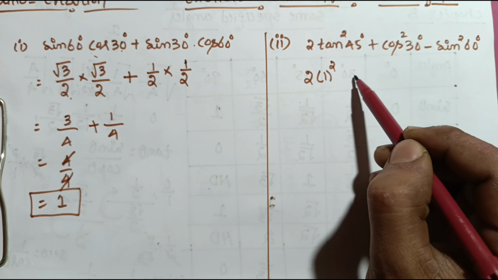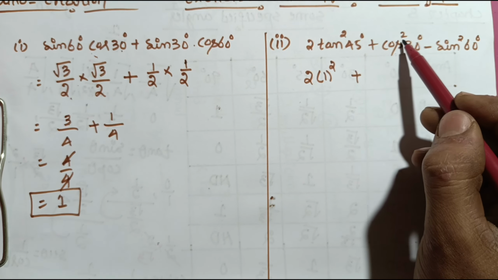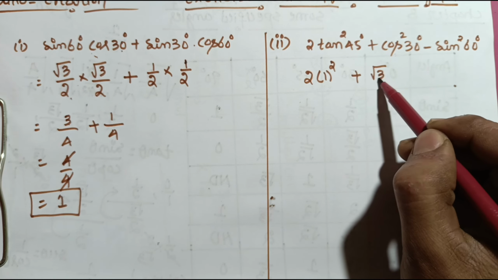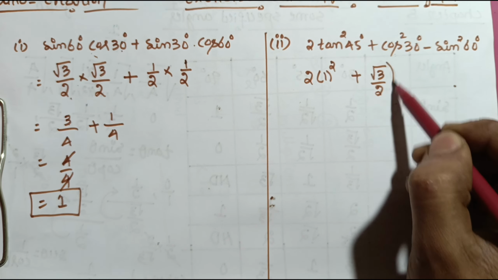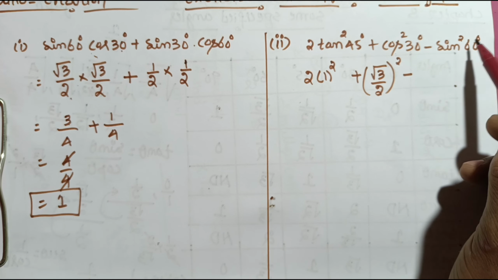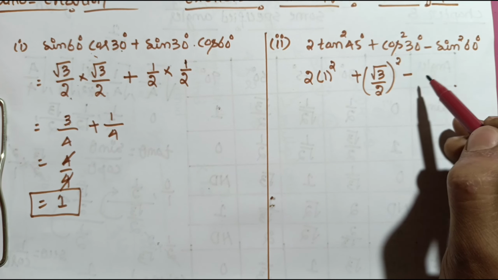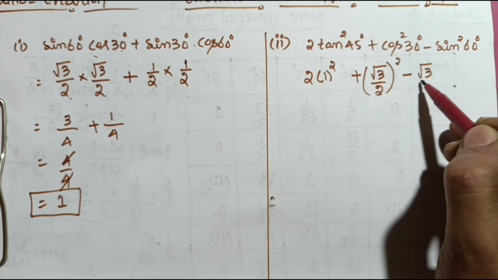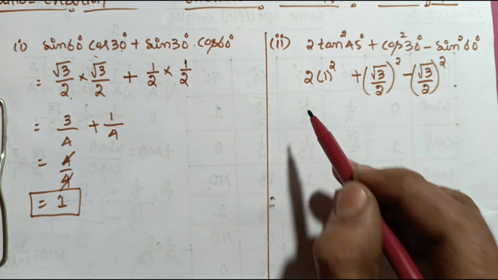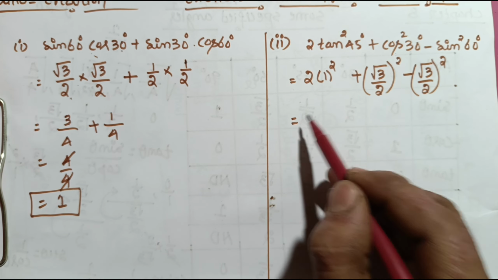I will put square, plus cos square 30 degree. Cos 30 degree value is root 3 divided by 2, whole square, minus sine square 60 degree. Sine 60 degree value is root 3 by 2, whole square. Next step, I will simplify them.